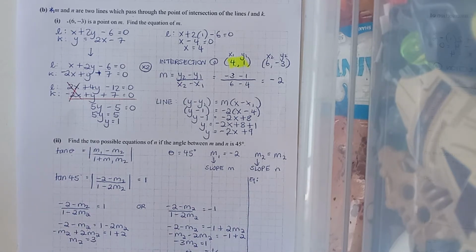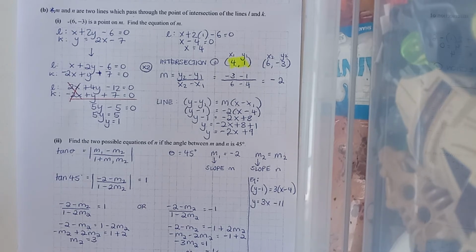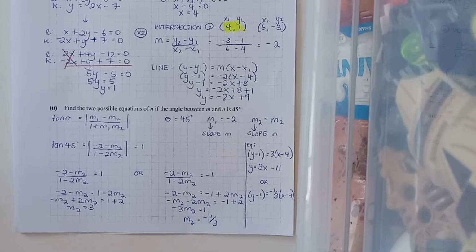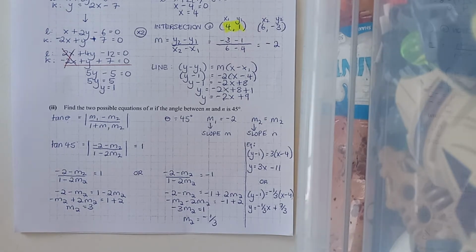So one option is y minus 1 equals 3 times (x minus 4), and again I can tidy this up, at which point I've got an equation y equals 3x minus 11. My other option then is, of course, my slope -1/3. My point stays the same though, because n definitely goes through that. And my alternative answer is y equals -1/3 x plus 7/3. Again, I've written these in the form y equals mx plus c. If you write them as ax plus by plus c equals 0, that's also fine.